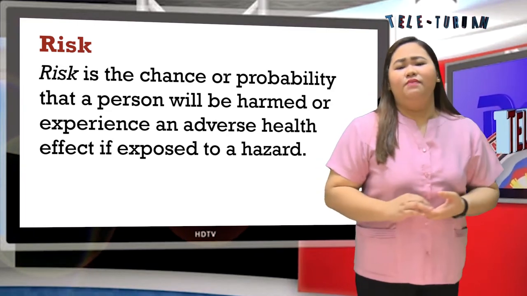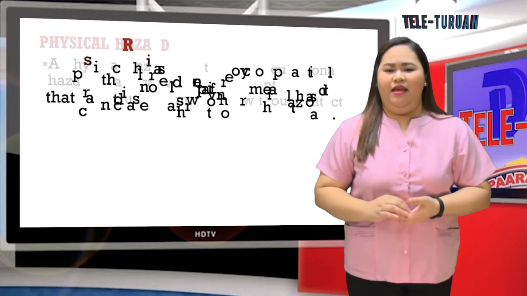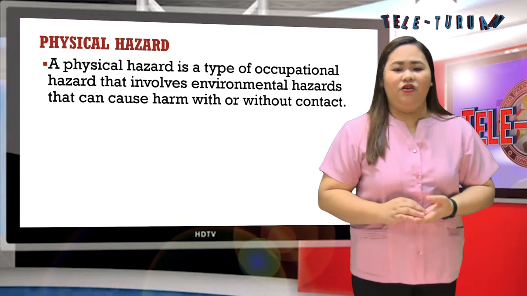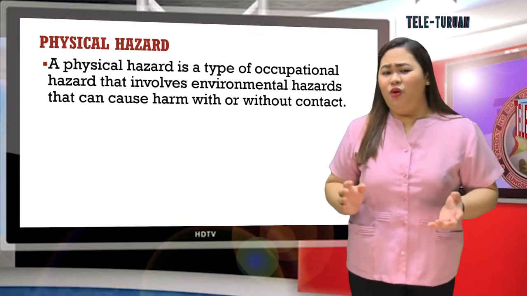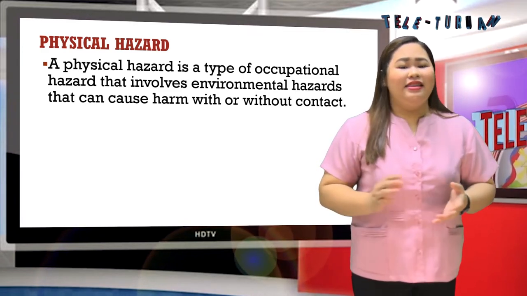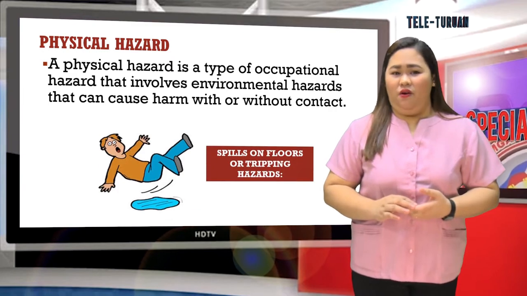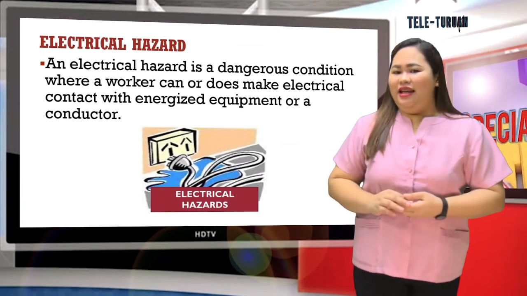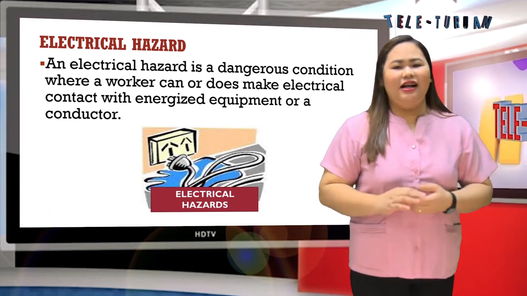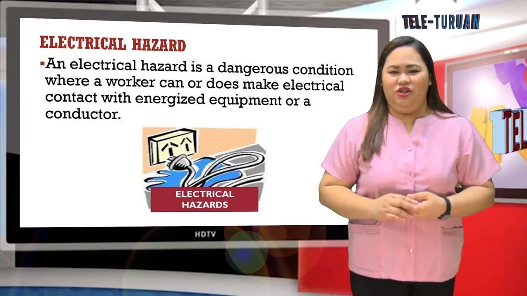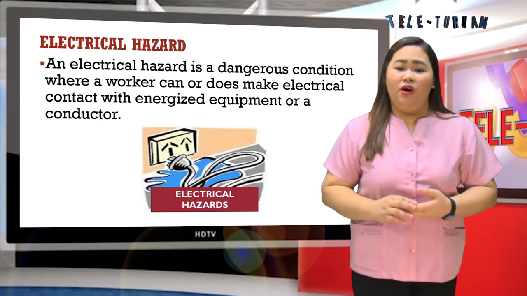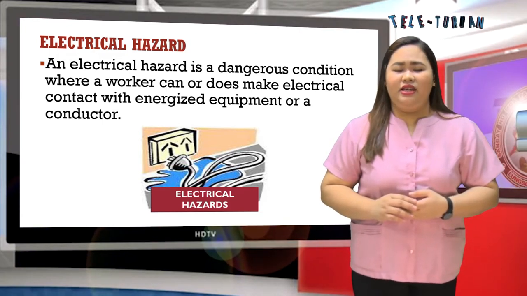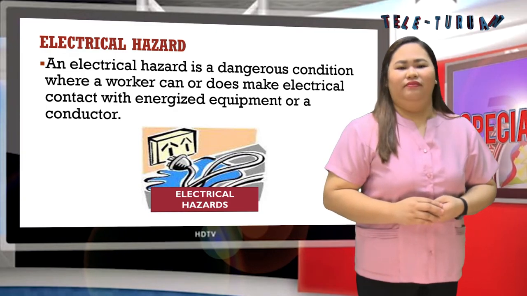There are different types of hazard. Number one, physical hazard. A physical hazard is a type of occupational hazard that involves environmental hazards that can cause harm with or without contact. Number two, electrical hazard. An electrical hazard is a dangerous condition where a worker can or does make an electrical contact with energized equipment or a conductor.